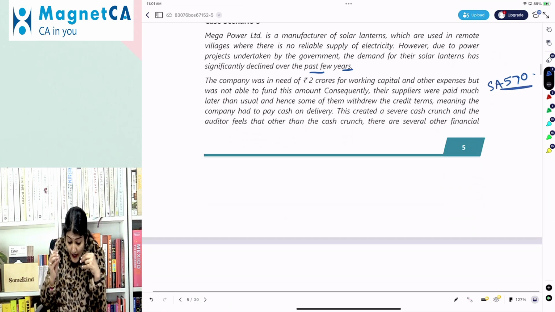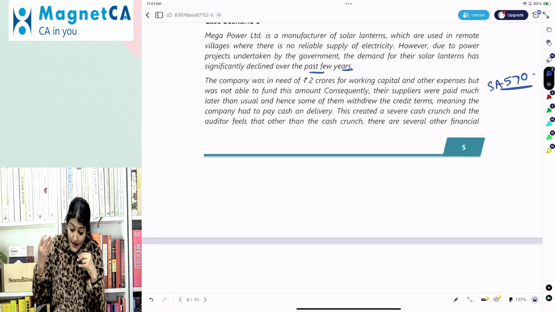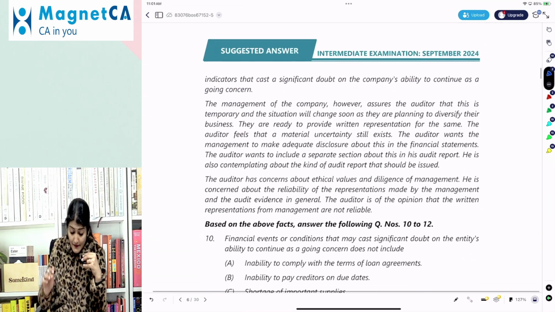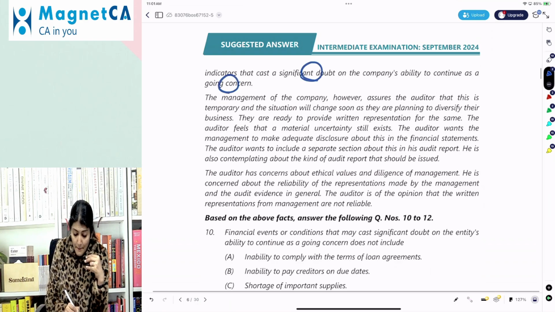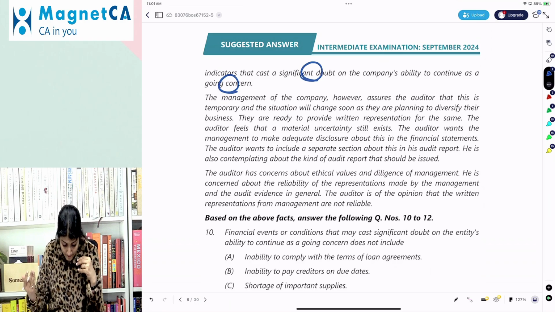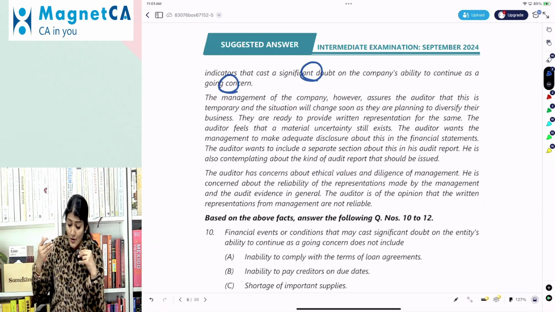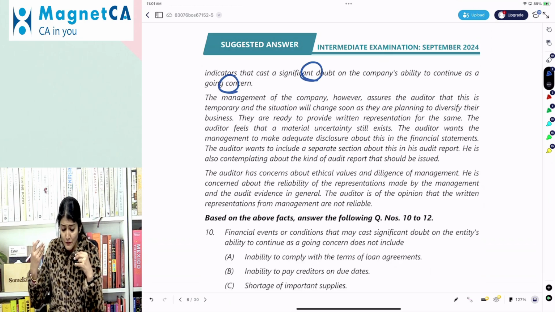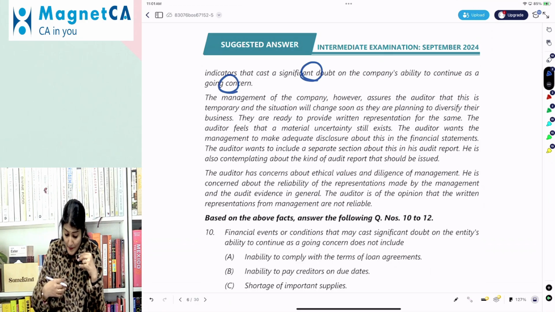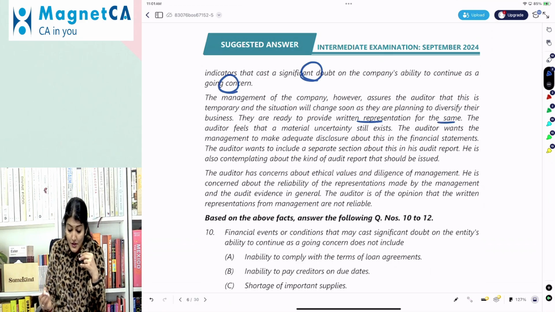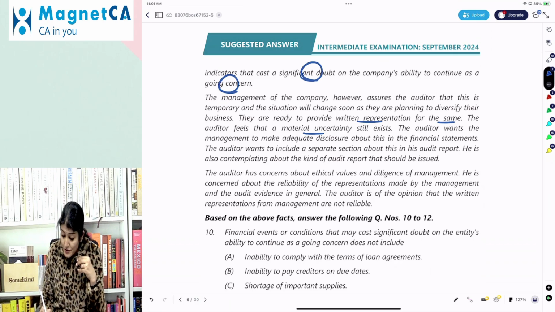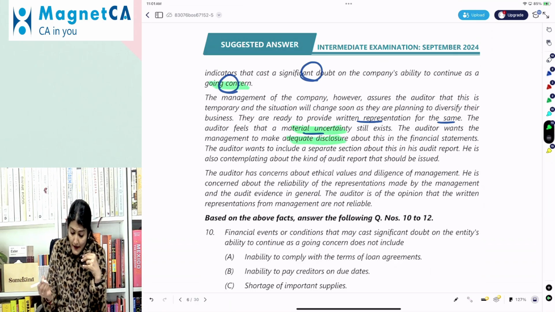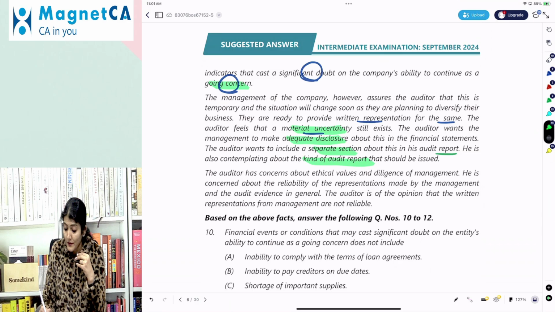This created a severe cash crunch, and the auditor feels that other than the cash crunch, there are several other financial indicators that may cast a significant doubt on the company's ability to continue as a going concern. The management of the company, however, assures the auditor that this is temporary and the situation will change soon as they are planning to diversify their business. They are ready to provide written representation for the same. Auditor feels that material uncertainty exists. Auditor wants the management to make the adequate disclosures in the financial statements. Auditor wants to include a separate section about this in his audit report. He is also contemplating what kind of report is to be issued.